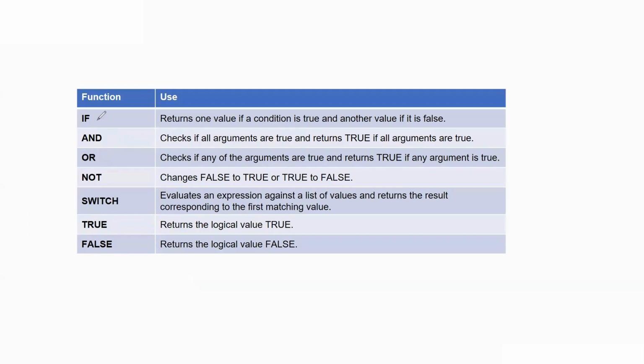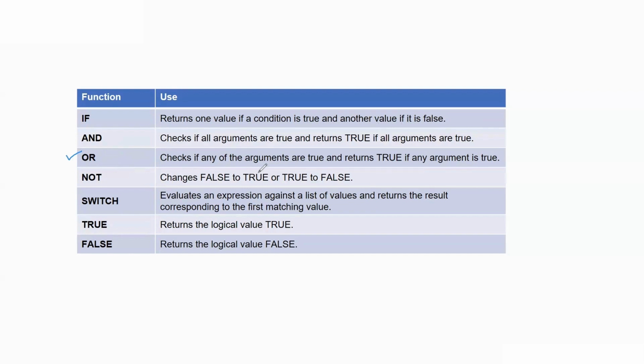So if we talk about the IF function, it returns one value if a condition is true and another value if the condition is false. Then if we talk about the AND function, in this case both the values should be true, then it would return true. If one of those values is false, then the answer would be false. If we talk about the OR, it checks both conditions, and even if one is true, it would give the result as true, or else it would give false.